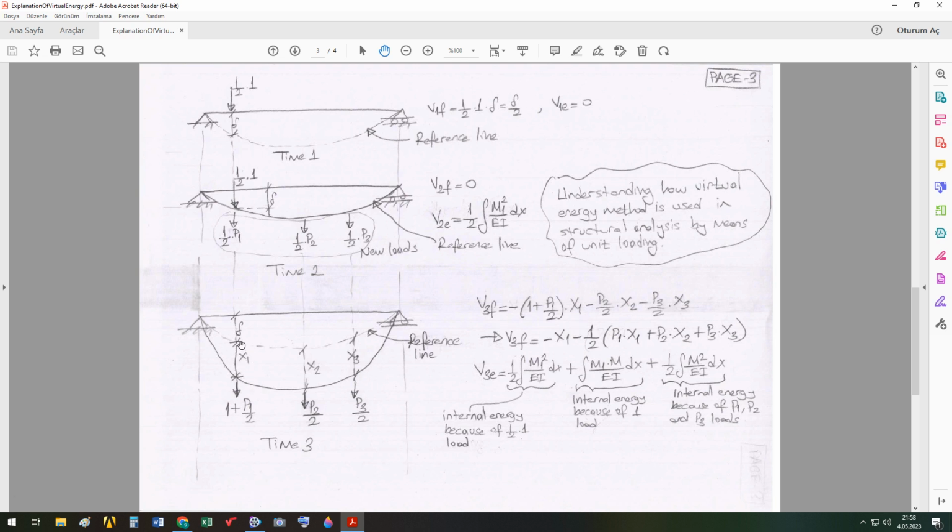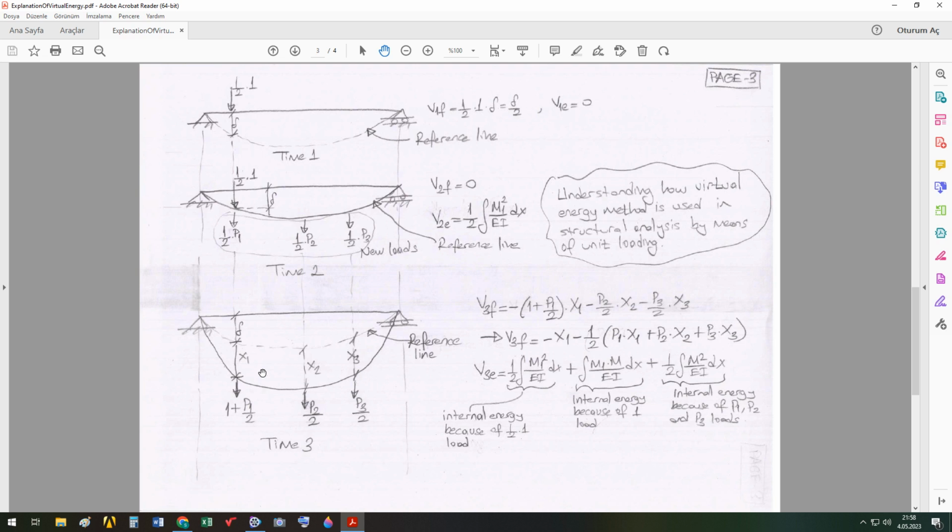But their directions are reversed. Okay? Reversed. It's like in mgh. If you select the reference line below the mg load, your potential is positive. If the reference line is above the mg, or the dead load, your potential energy is negative.